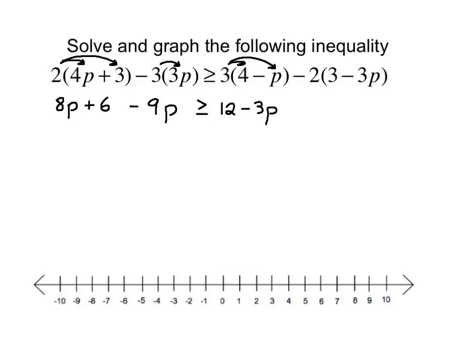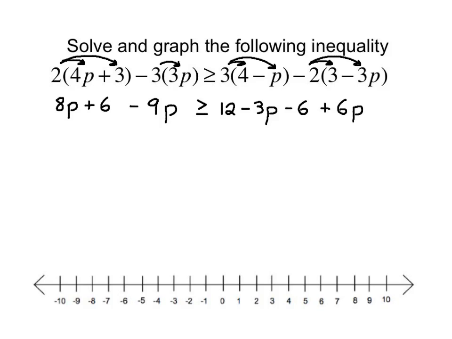And then one more set of parentheses to distribute across. I need to multiply this negative 2 across. So negative 2 times 3 is a negative 6. And then negative 2 times a negative 3, a negative times a negative, is actually a positive 6p.